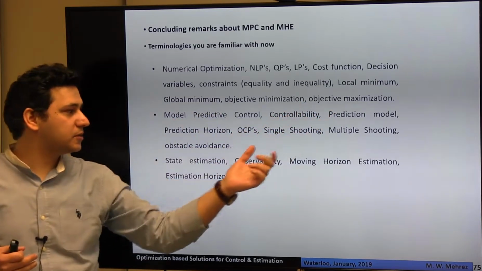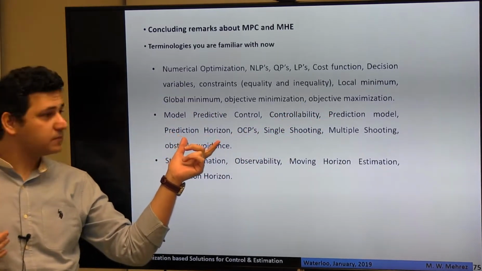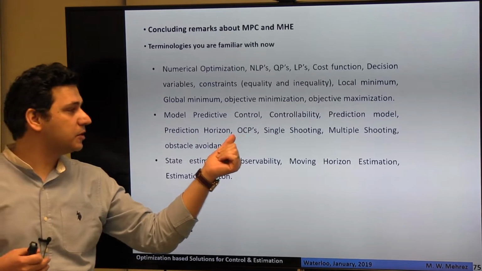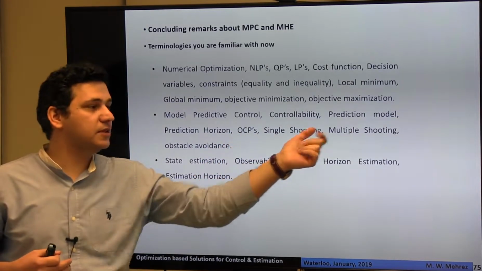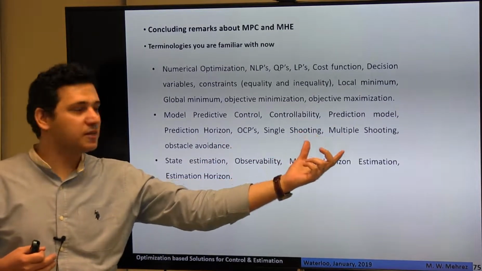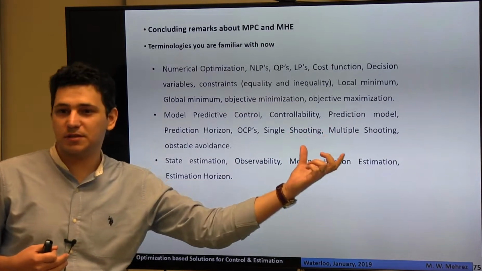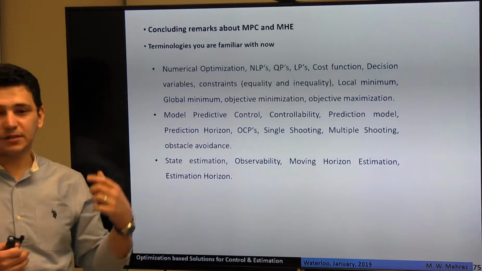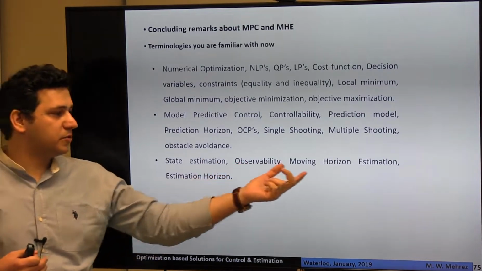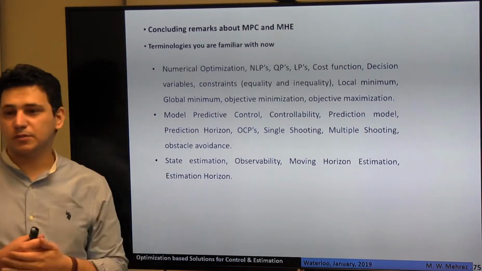MPC, controllability, prediction model, prediction horizon. Just make sure that you are familiar with these terminologies: OCPs, optimal control problems, single shooting, multiple shooting. These, I would say, are the most important two concepts in this lecture, and obstacle avoidance. In state estimation: observability, MHE, and estimation horizon, right?